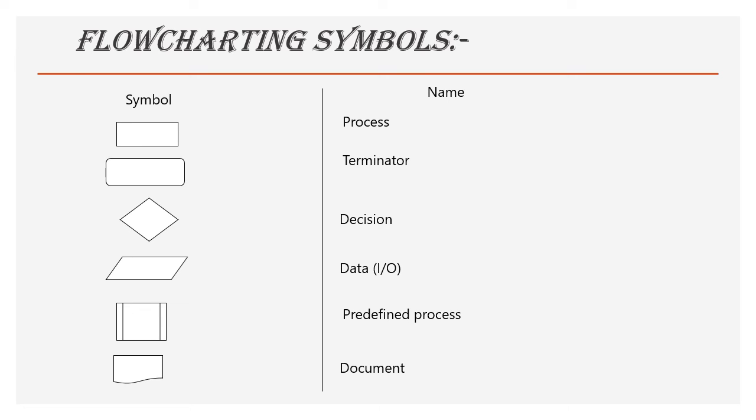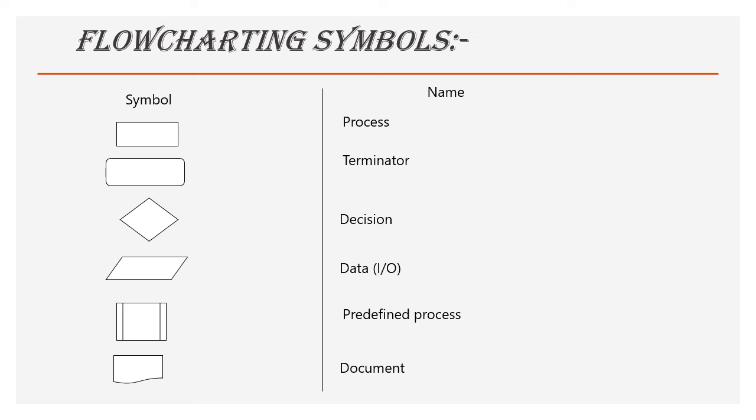Flowcharting symbols. The first symbol is process. Process is used whenever there is an operation or action. Second is terminator. Whenever there is a start or stop point, we use a terminator symbol. Now decision, a question or a branch. Whenever there is a question or branch we use decision. Now data, input and output, indicates data input and output to and from a process.